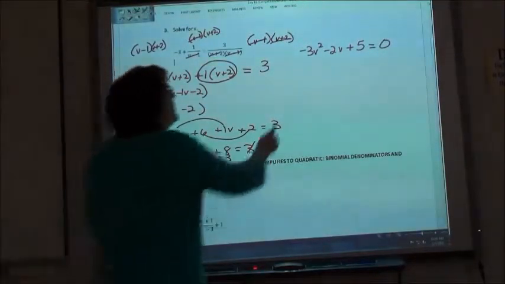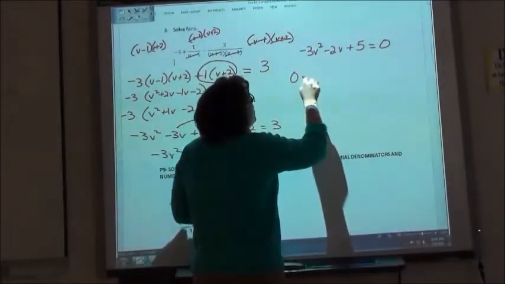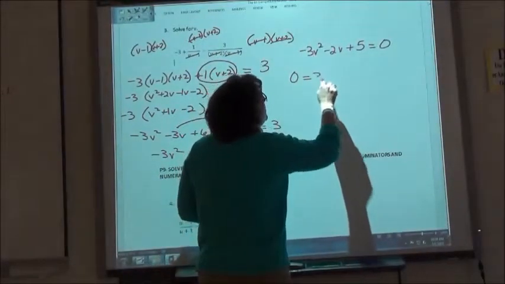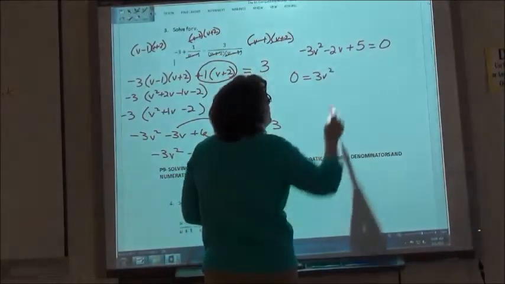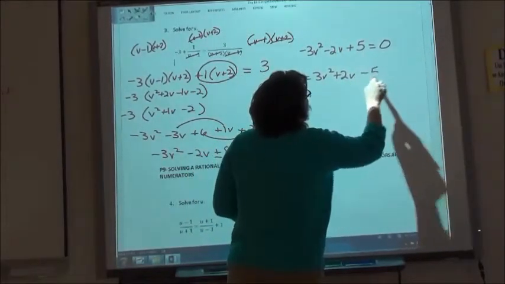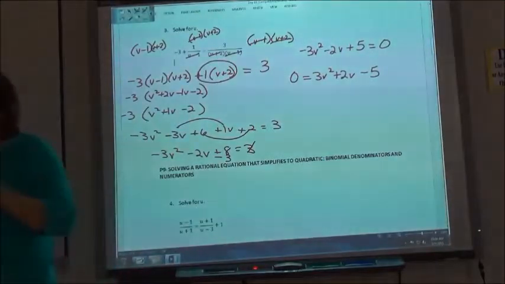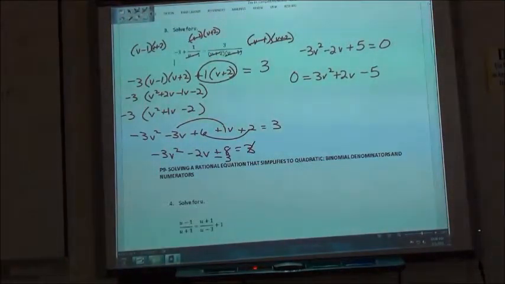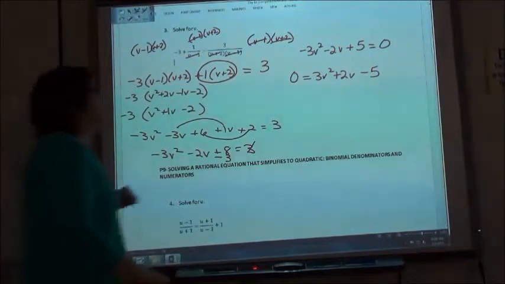So we're going to say instead of this, that 0 is going to equal a positive 3v squared. That's going to change to a positive 2v, and that's going to be a minus 5. So that we can solve it, because we can't solve it with that negative in front of our v squared. And now we can try to factor.